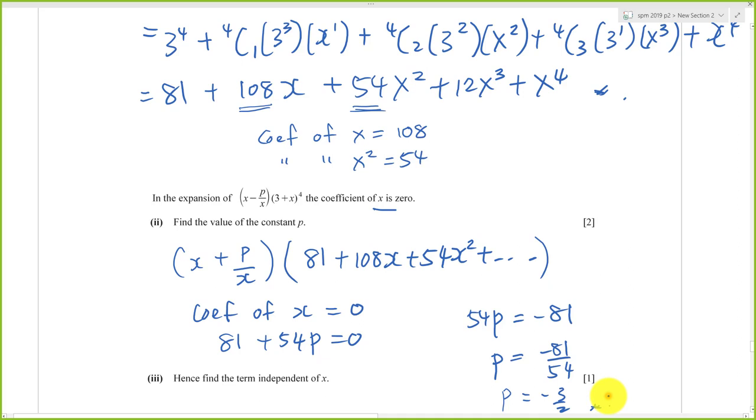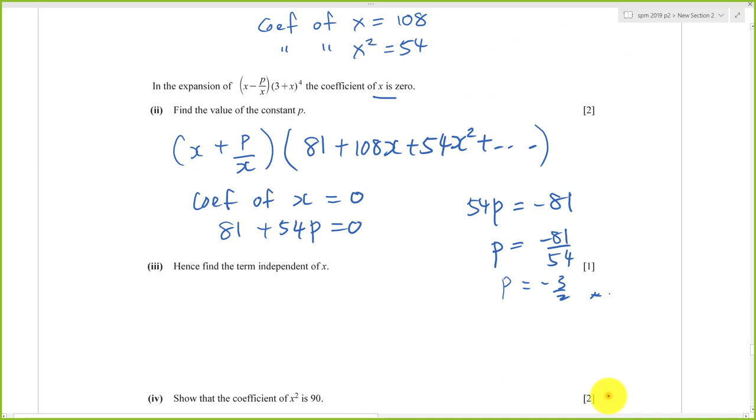So you again divide by 27, negative 3 over 2. Okay, you get it? I hope so. Okay, fine.